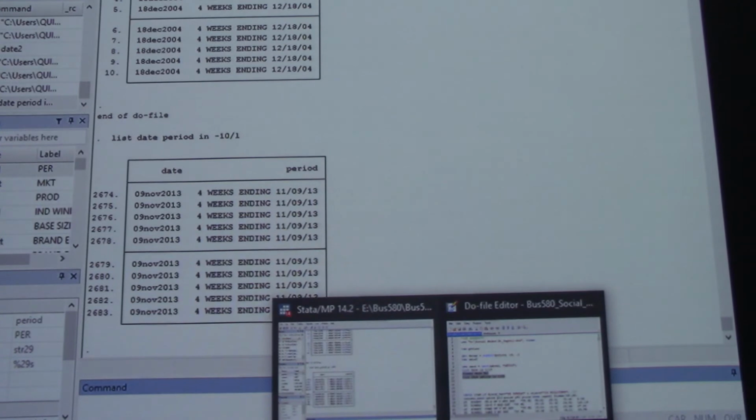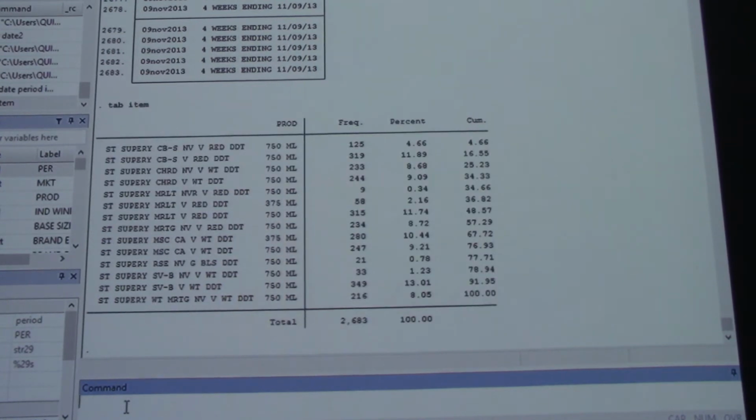So, nice little command. Stata does most things we needed to do. Tab item. So these are all the St. Supery items in the data set. They've got Cabs, Chardonnays, Merlots, Meritage, MSC is something, Riesling, Sauvignon Blanc.